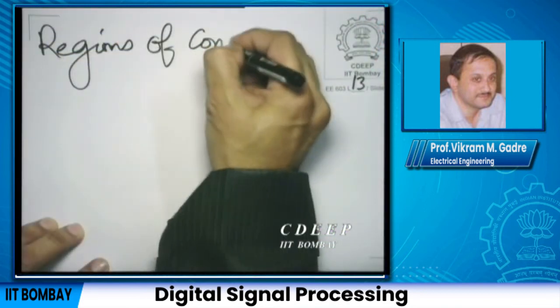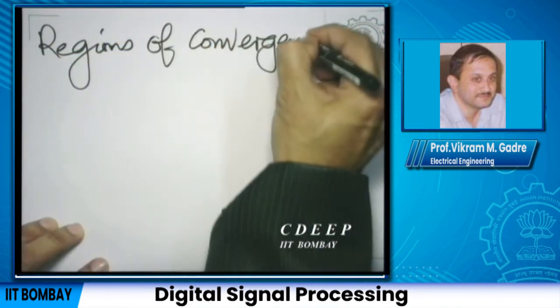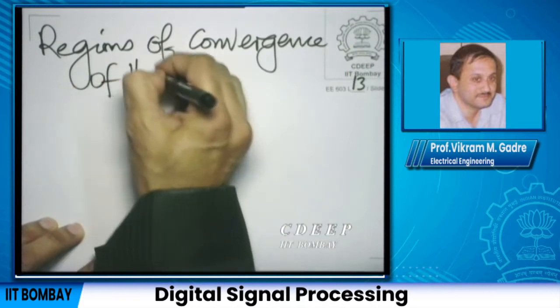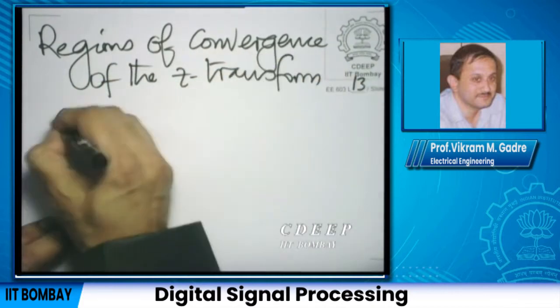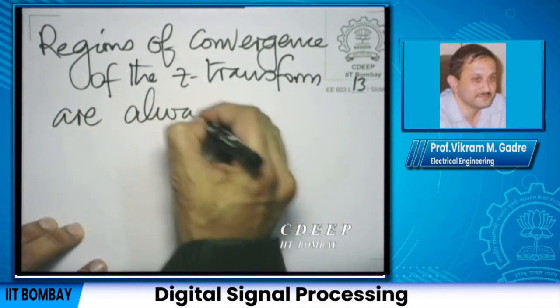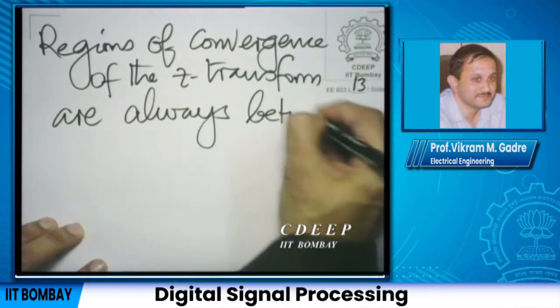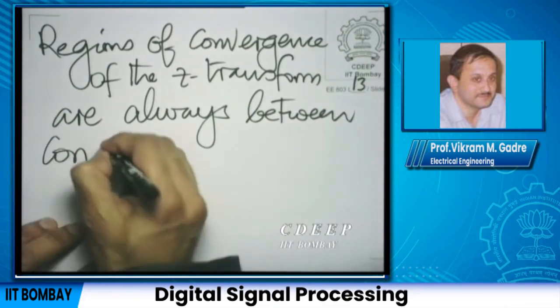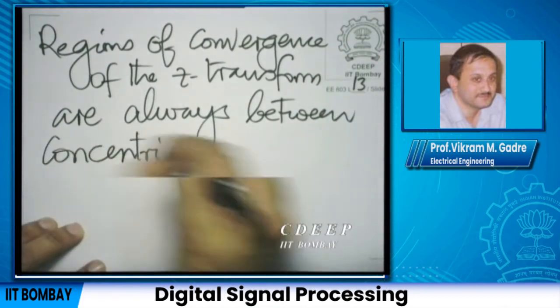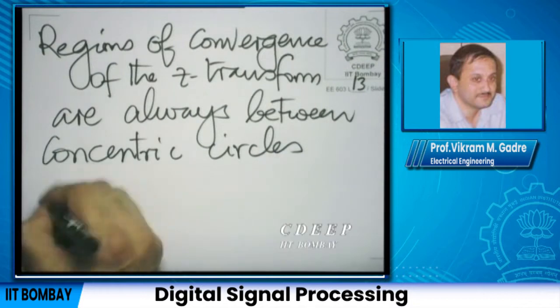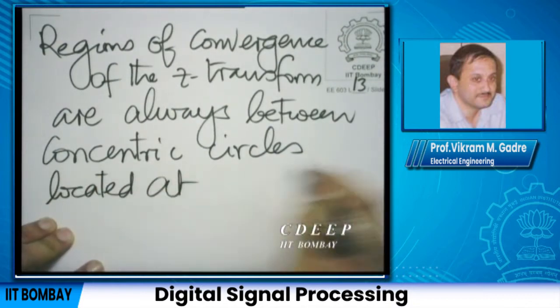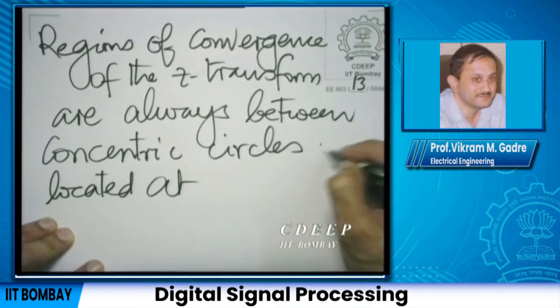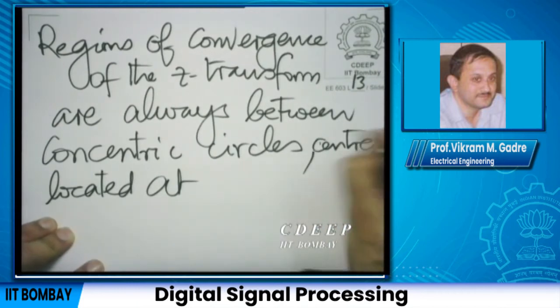Regions of convergence of the z transform are always between concentric circles with centers located at the origin.